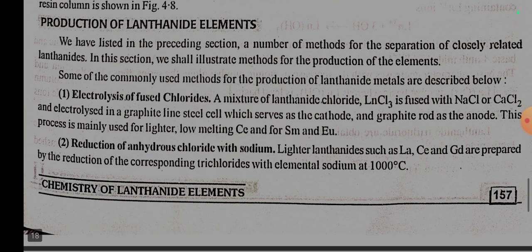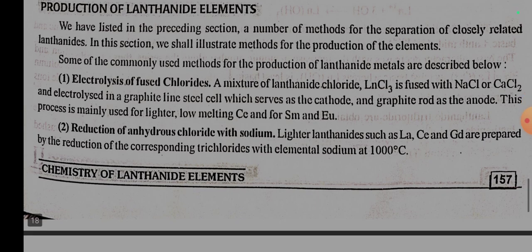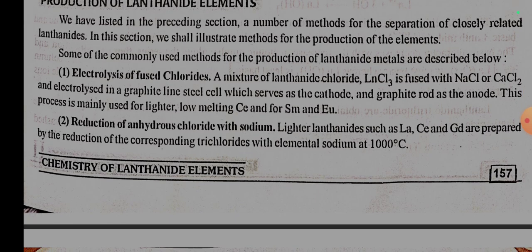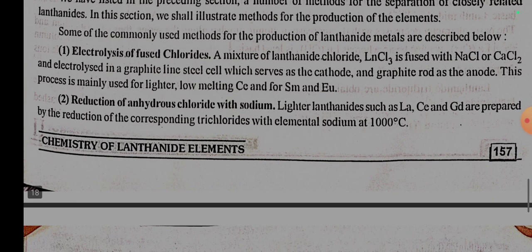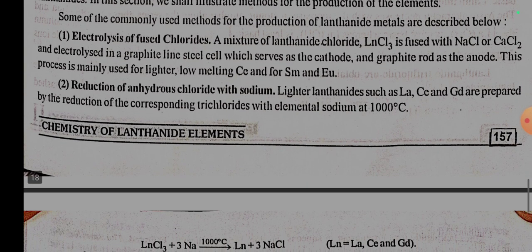Production of lanthanide elements. We have listed in the preceding section a number of methods for the separation of closely related lanthanides. In this section, we shall illustrate methods for the production of the elements. Some of the commonly used methods for the production of lanthanide metals are discussed below. Number 1. Electrolysis of fused chlorides.